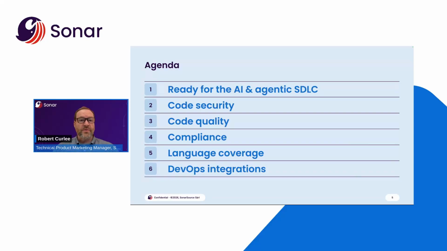So we're going to go through these sections. We're going to talk about how the SonarQube Server is now ready for the AI and agentic SDLC. We're going to talk about the code security capability in it, the code quality, a lot of compliance stuff we have, and of course all of our awesome language coverage. And then we're going to finish out with some of the cool DevOps integrations that we built into it this year. Okay, so let's get started.